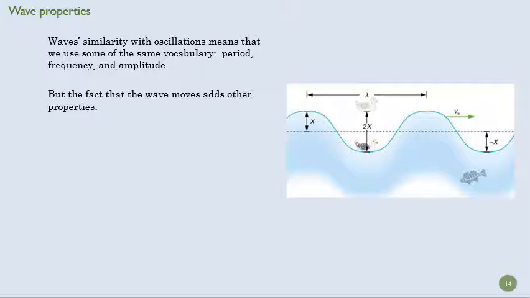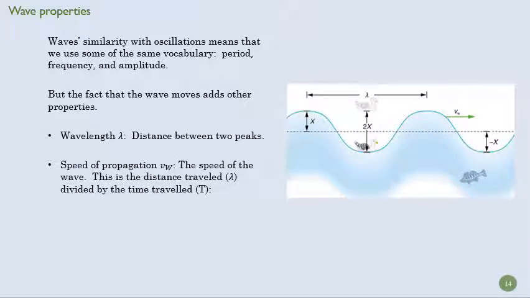But because it's moving in the rightward direction, we have a couple of other properties that are important. One of those is wavelength, right? So that's a peak-to-peak measurement, or a trough-to-trough measurement. It's the same thing, but it's that distance between two peaks in the wave. And then we have a speed of propagation, and that means basically how fast a given peak is moving from left to right, the speed of the wave.